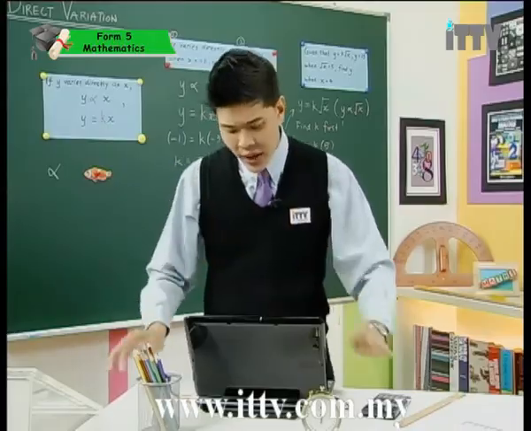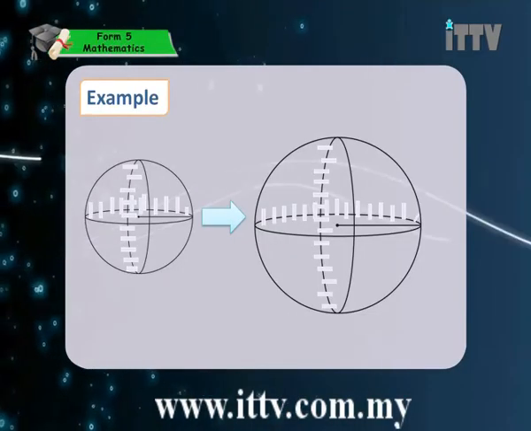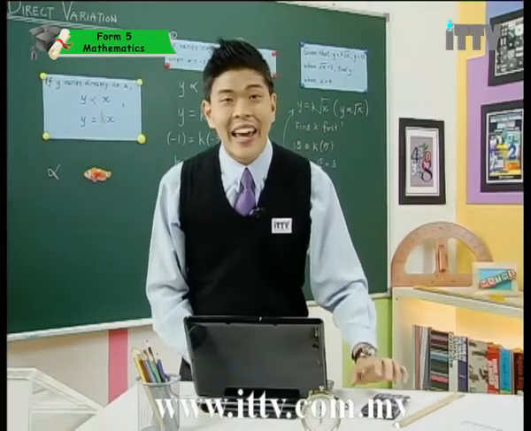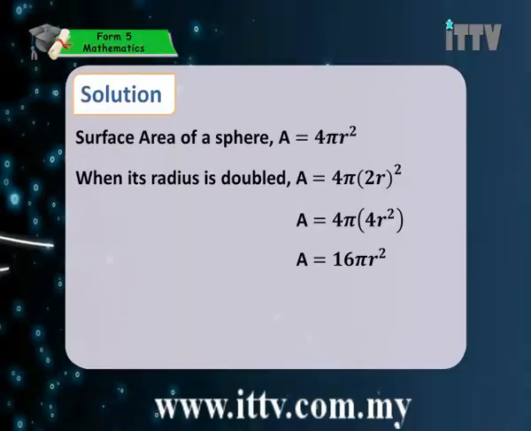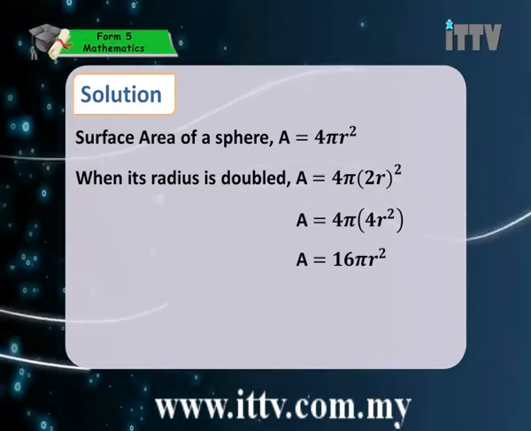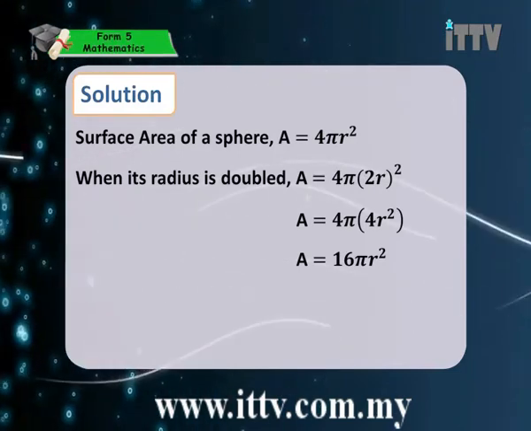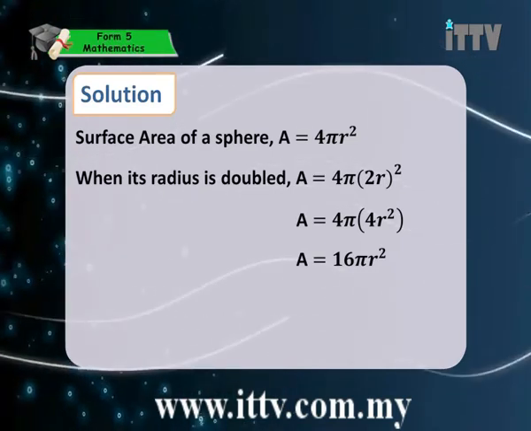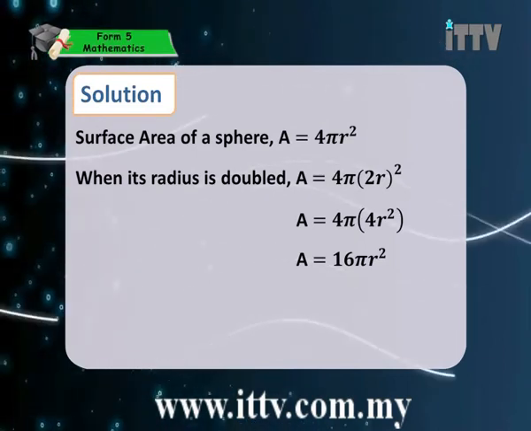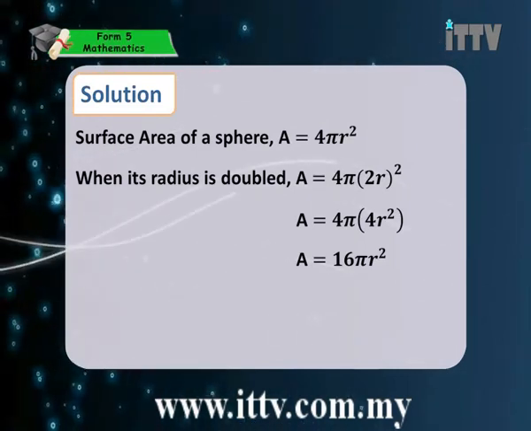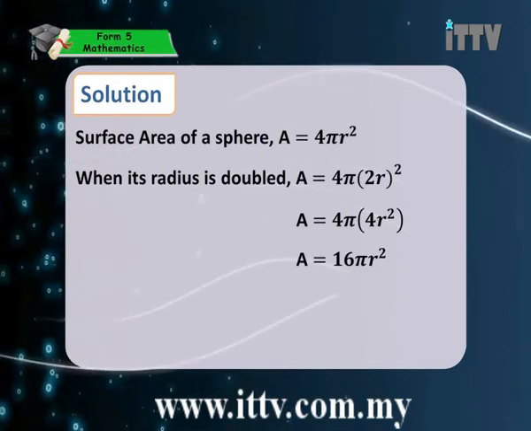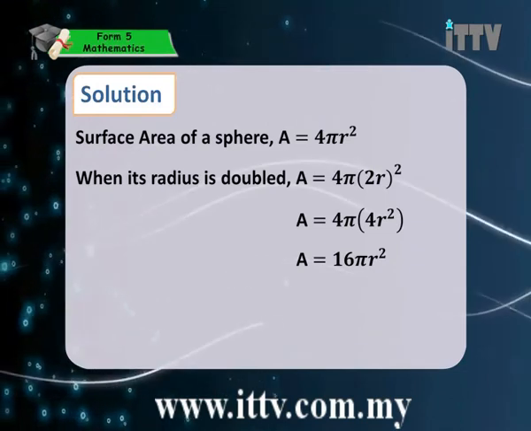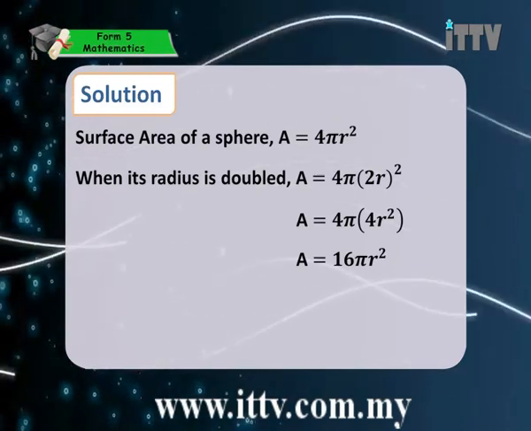Alright, so now what do you want? The change in the surface area if the radius is doubled. So what happens when the radius is doubled at any point of time? So let's take a look at the solution. Since the surface area of a sphere is given by the formula A equals 4 pi r squared, when its radius is doubled, A equals 4 pi (2r) squared. So A equals 4 pi times 4r squared. A equals 16 pi r squared.